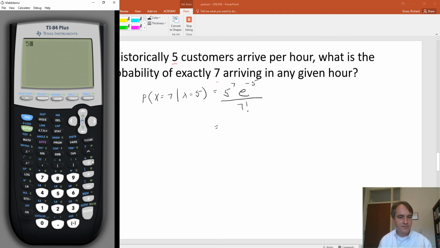So this is just going to be 5 raised to 7. Okay, and then to get out of this exponent, we just hit the right key. We'll go ahead and put the explicit times in there. Times e raised to the negative 5. Okay, and then we'll hit the right key to get out of the exponent again. Divided by 7. And then remember, to get to that, we have to go math, and then over to probability, and then down to the exclamation point. And so we find that this probability is equal to 0.104.